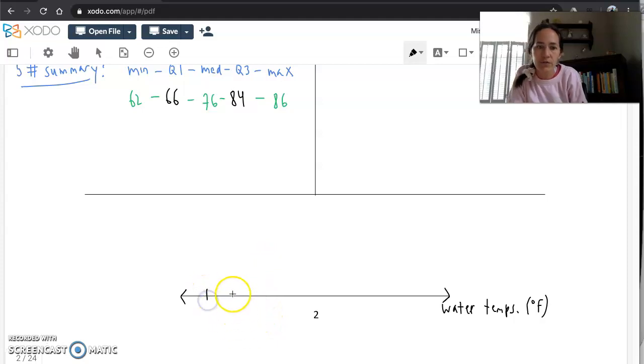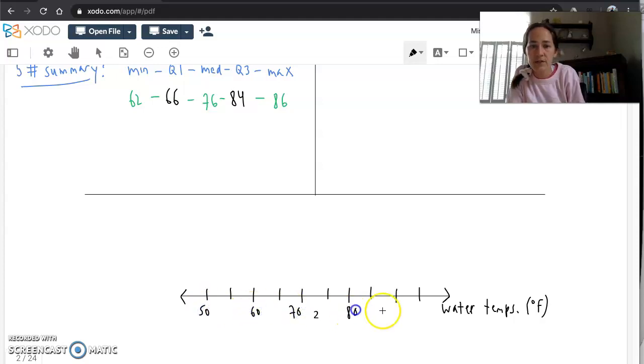So I'll even start with 50. So 50, 55, 60, 65, 70, 75, 80, 85, 90, and I don't think anything goes above that. So 50, 60, 70, 80 degrees, and 90. So a scale on the number line, that's crucial.